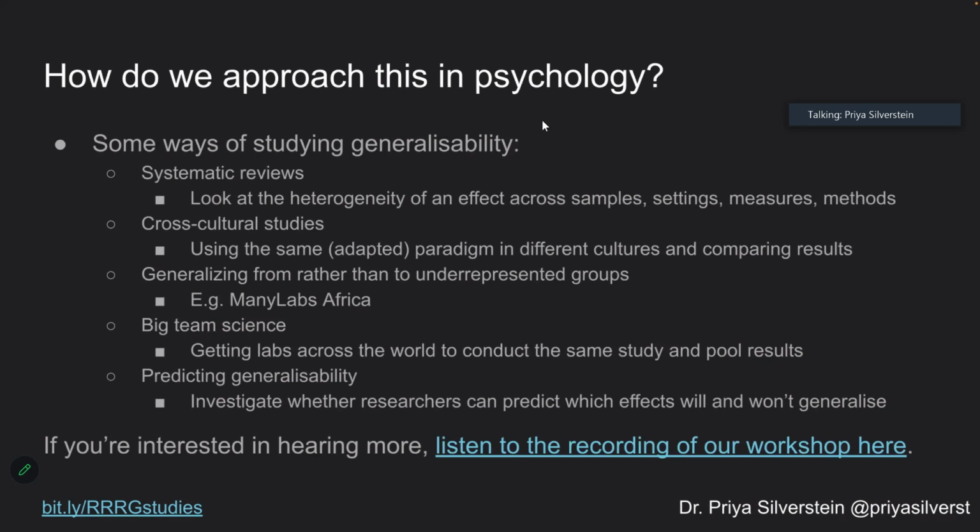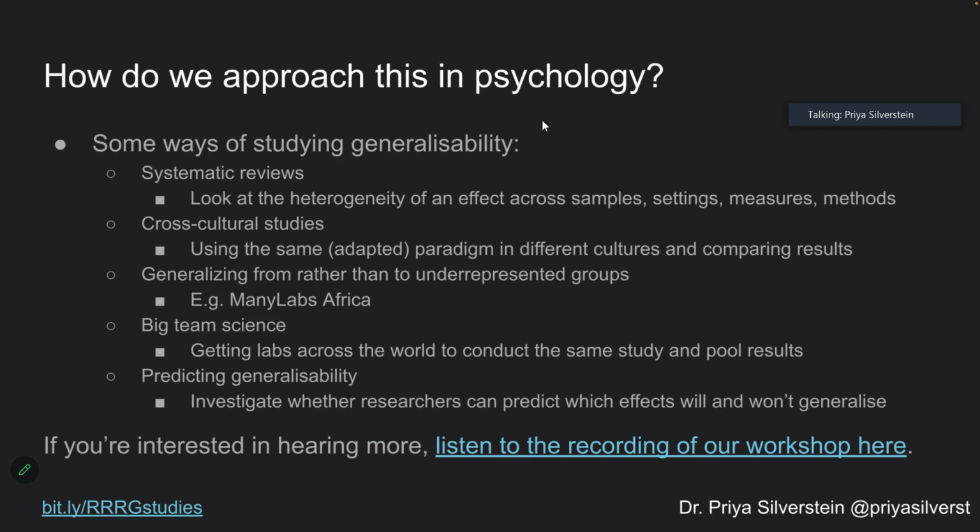So how do we approach this in psychology? I'm not sure how many of these would be relevant to a more biomedical context, but I thought I'd share them, you never know how things might be inspiring or make you think about it in a different way. In psychology, we have several ways of studying generalizability, and some of them are outlined here.